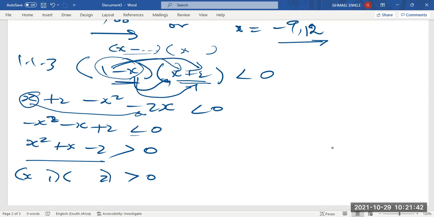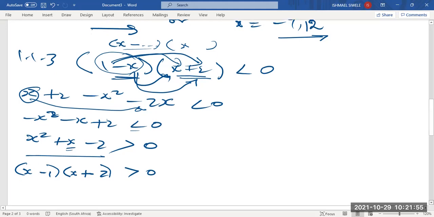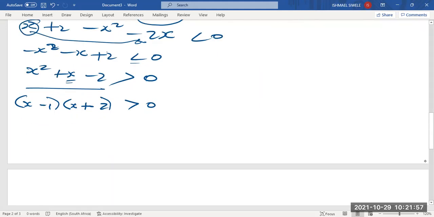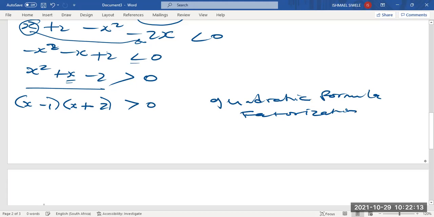Which one is positive? As you can see, this is x here. This one is positive, so it's positive 1. So it means this is the one that's supposed to be positive, and this is the one that's supposed to be minus. But if you don't know how to factorize, remember what I said, just use the quadratic formula. The quadratic formula helps with factorization, right? That's what I'm saying there. So if you have difficulty with factorizing, please use your quadratic formula.